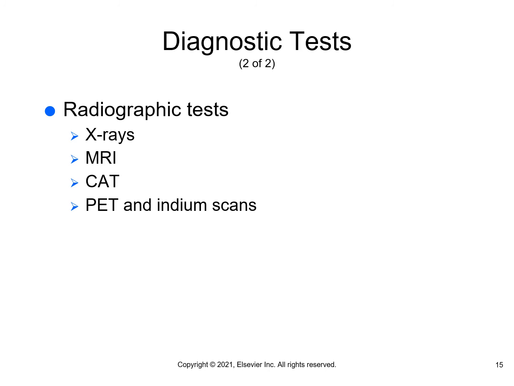Radiographic testing, whether X-rays, MRIs, CT, or a PET scan, is usually not confirmative in and by itself, but it's used as supporting treatment, so that it can help identify the area of the infection or the area of the inflammation.